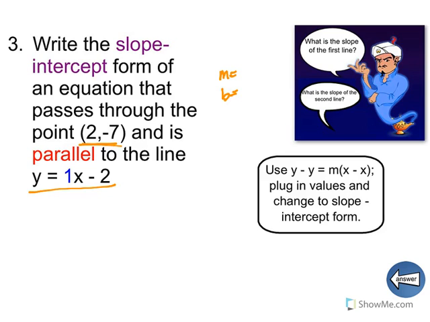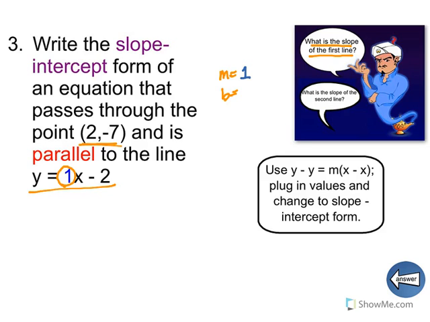So when we're looking for the slope of our line, we need to look at the slope of the first line. So what's the slope of the line that it's parallel to? Well, the slope of the line that it's parallel to is 1. So that means that my slope for this line is also 1. Now, we do not need anything else from this equation. Remember that we don't need the y-intercept from this one because our y-intercept is going to be different.